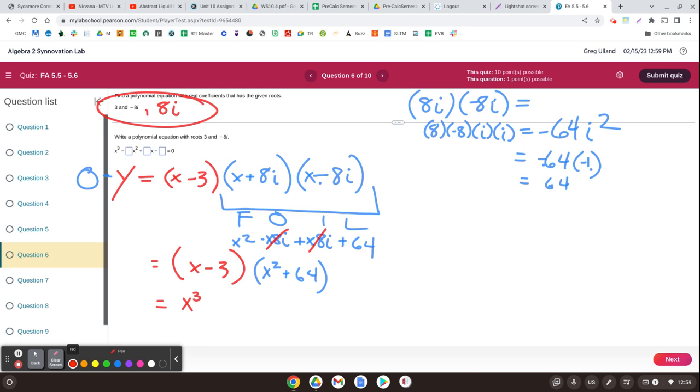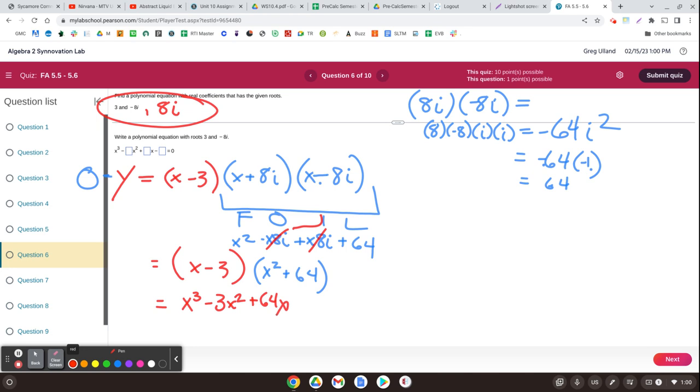64x. I'm going to break a little foiling rules here. We're going to go FIOL, because we want to write these in descending order. So let's go inside first. What's negative 3 times x squared? Negative 3x squared. It's the best we can do. All I did was change these orders. That's okay, just so you know. Otherwise, we could have just reordered them. All right, what's outside? X times 64. You already told me that was 64x.